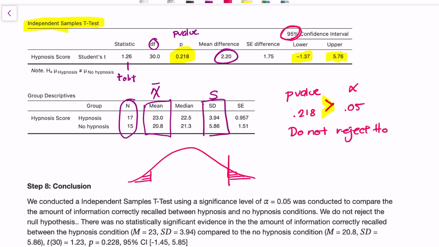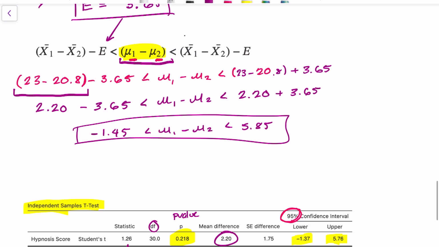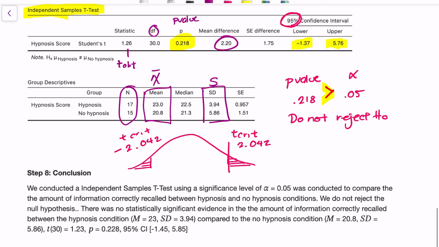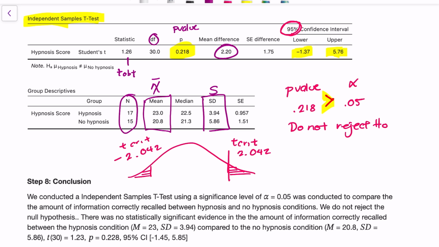We are doing a two-tailed test. We know that our t-crit was 2.042, and over on this side it was negative 2.042 t-crit. Our t obtained was 1.23. So this is our t obtained. It is not in the rejection region, so we also decide to not reject the null hypothesis.